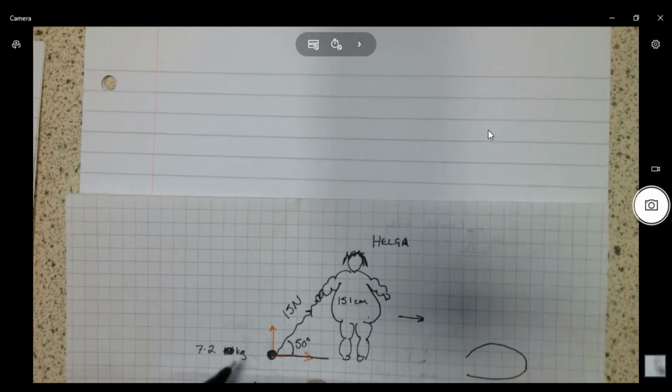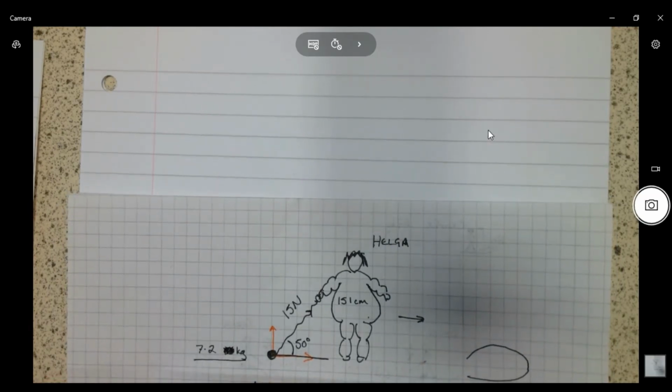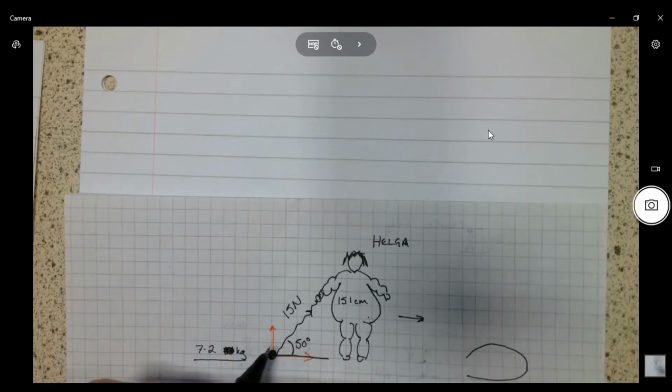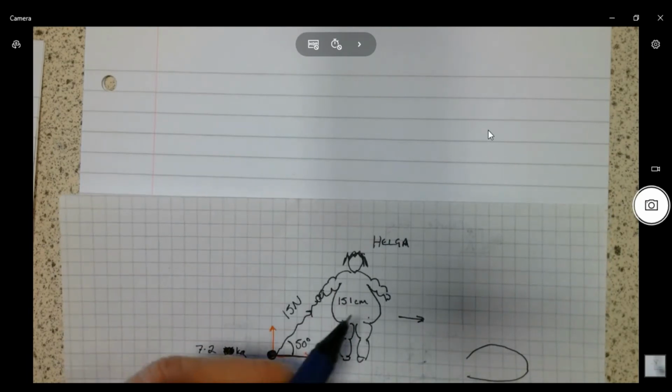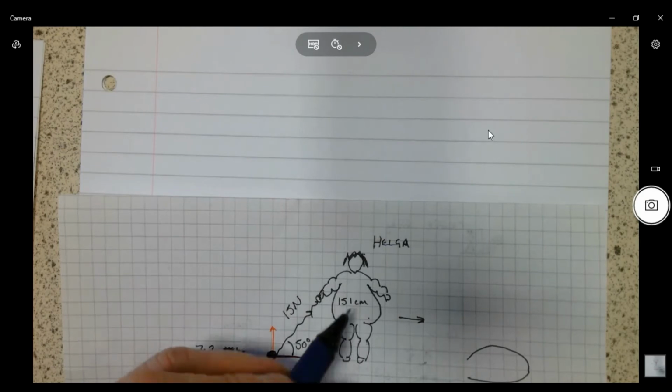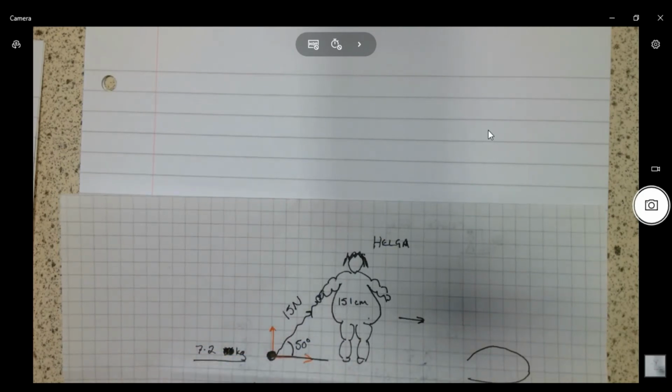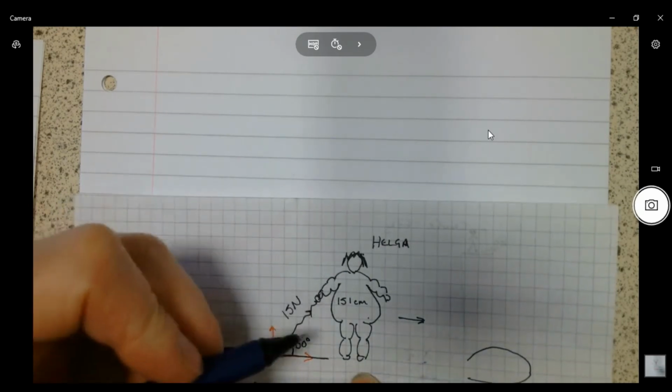Right. So Helga's shot is 7.2 kilograms. Because of her huge stature of 151 centimeters. Is that about 5 foot flat? She's wider than she is taller.